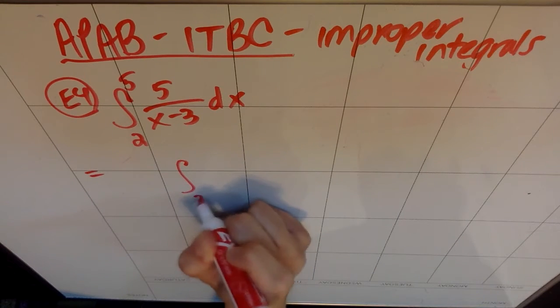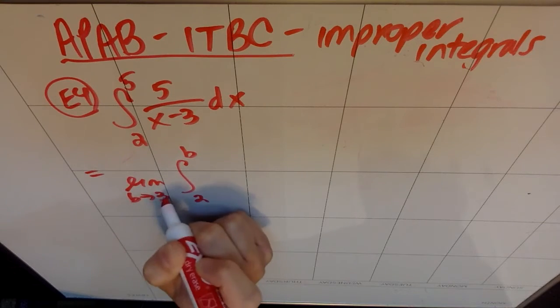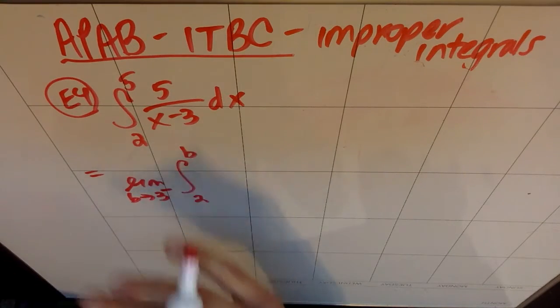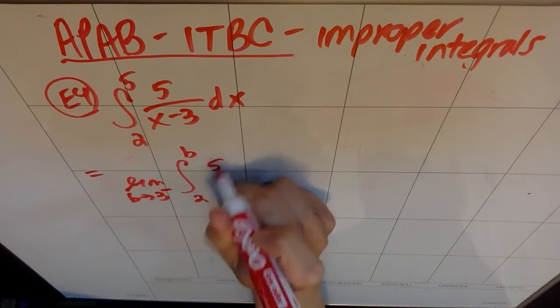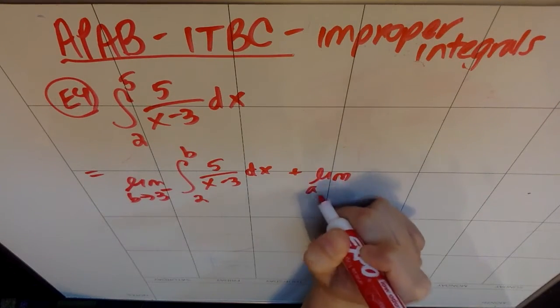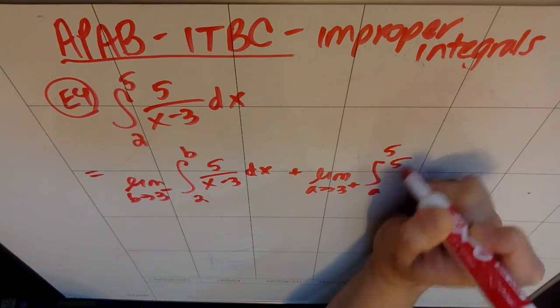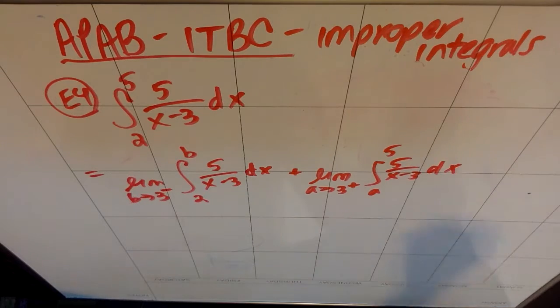The integral from 2 to b, and we're going to do the limit as b approaches 3 from the left, because 2 is left of 3, right, of this 5 over x minus 3 dx, plus the limit as a approaches 3 from the right of the integral from a to 5 of 5 over x minus 3 dx.